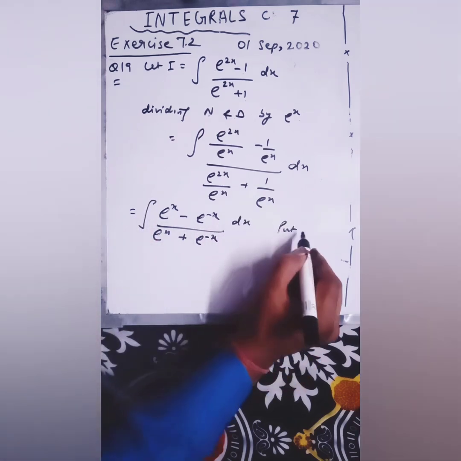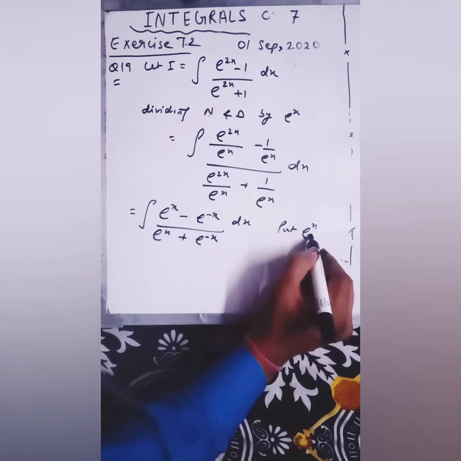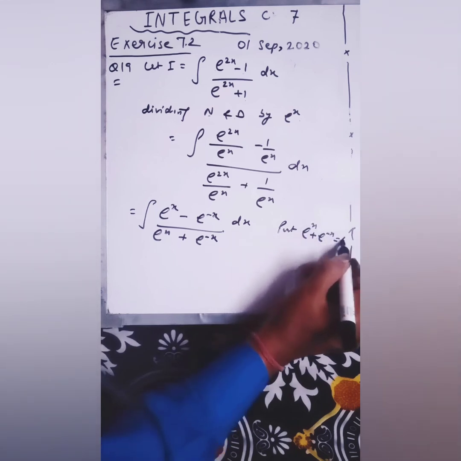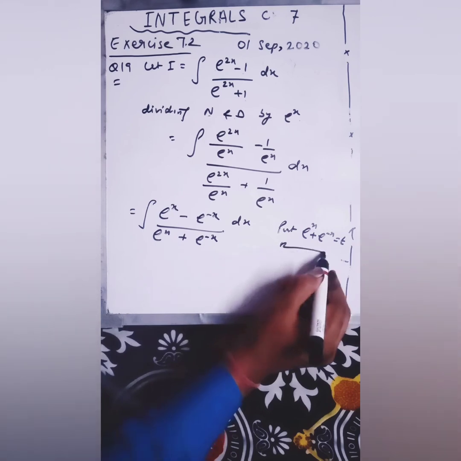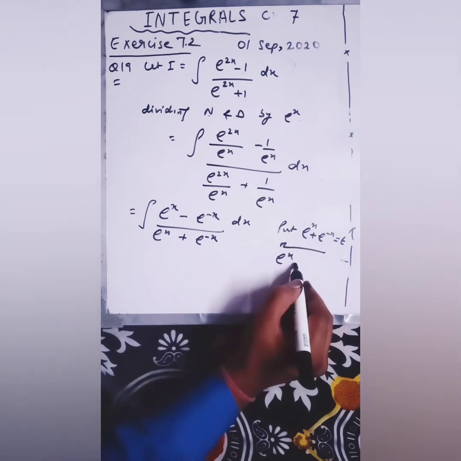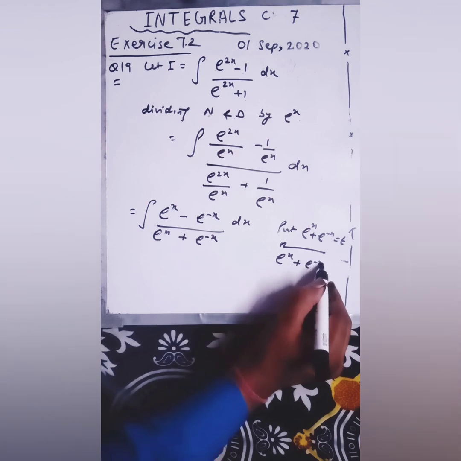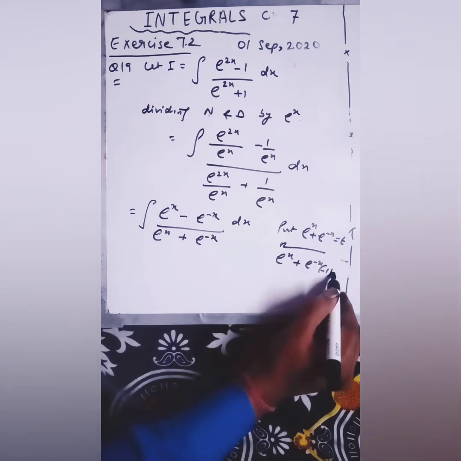Now put e raised to power x plus e raised to power minus x equal to t. When you differentiate it, you will get e raised to power x plus e raised to power minus x into, you have to find the derivative of minus x, so it will be minus 1, that is equal to dt by dx.